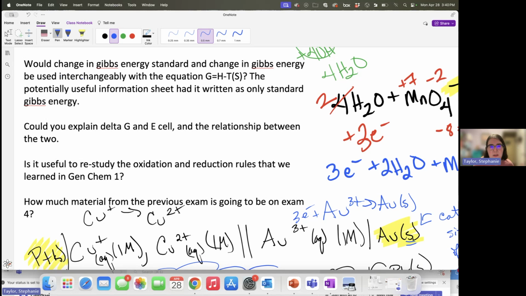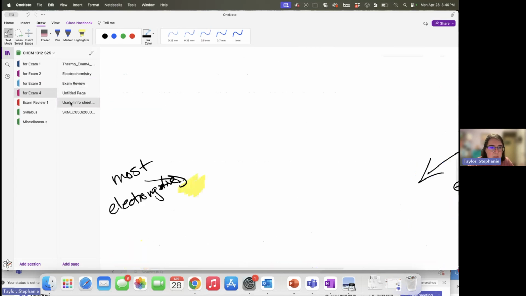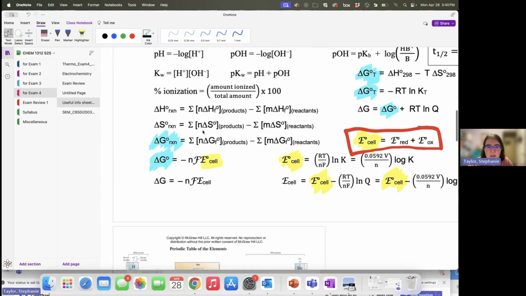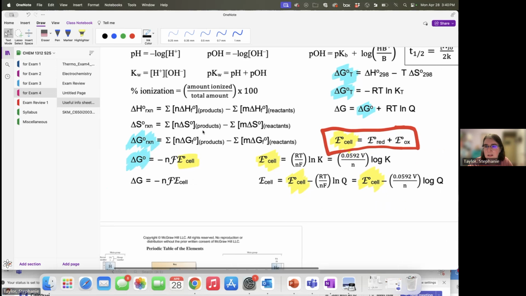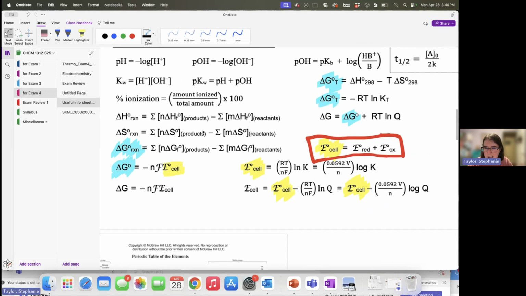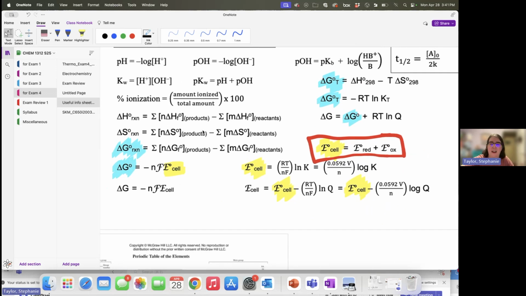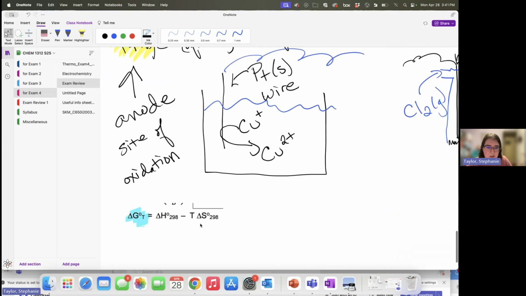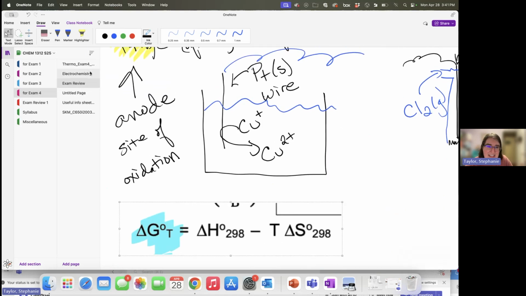Would change in Gibbs standard energy and change in Gibbs energy be used interchangeably with the equation? Potentially the determination has it written only as standard. Okay, so let me grab this. You were correct. So I'll show you why I laughed a little bit. Honestly, I don't doubt you guys. I'm just sometimes like, well, if that's interesting, I wonder if that's true, then there's this other thing I kind of expect to be true and it's not.